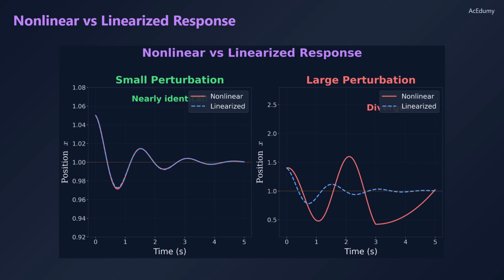Compare the nonlinear and linearized responses. For a small perturbation from equilibrium, the two responses are nearly identical. The linearized model accurately predicts the behavior. But for a large disturbance, the linearized model diverges significantly from the actual nonlinear response. The linear model might predict the sphere returns to equilibrium, while the nonlinear model shows it falls away. This highlights why linearization is a local approximation, valid only near the operating point.